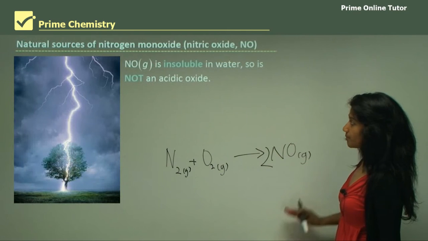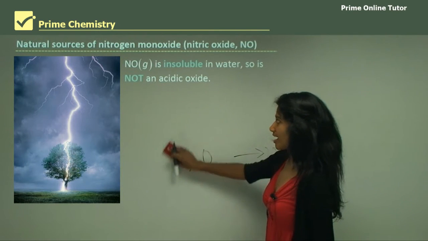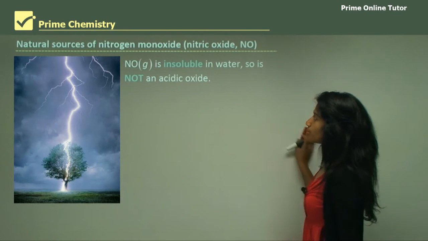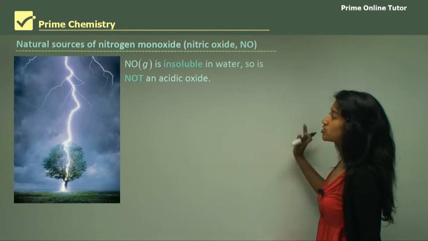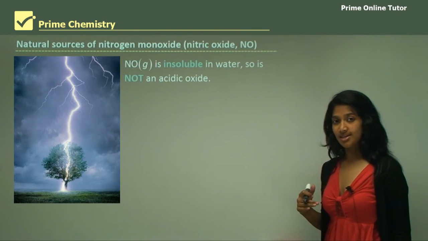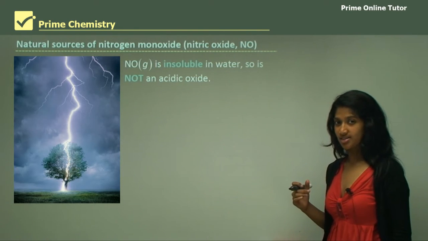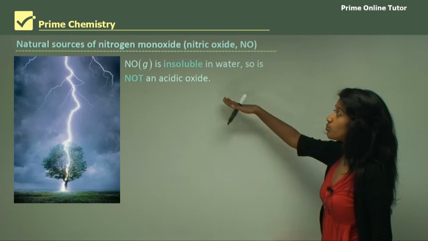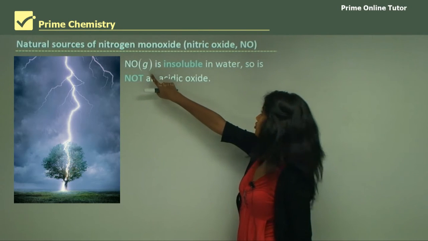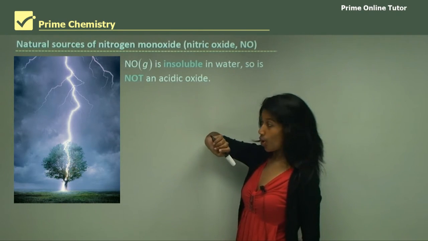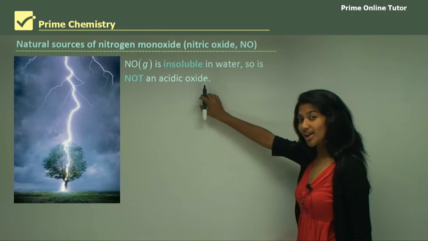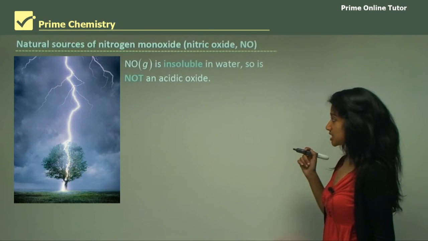So let's move on. We have NO gas, which is nitric oxide, which is insoluble in water. So it is not an acidic oxide. This is quite important because in the last lesson we talked about acidic oxides such as sulfur dioxide, which is soluble in water. But nitric oxide, which is given by NO, is not soluble in water, making it not an acidic oxide but just an oxide.